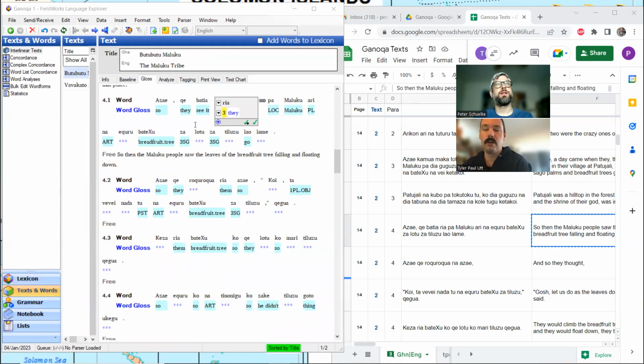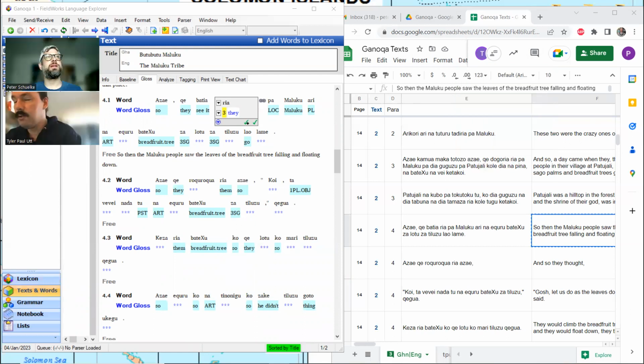But this collocation occurs quite frequently because it's what the text is about. It's the very title, The People from Maluku. So Ria Pamuluku is all throughout this story. I would guess Enguru is leaf. That is what I take it to be, the fleshy tree part, and not the verb. So we have the leaves of the breadfruit tree falling and floating down.